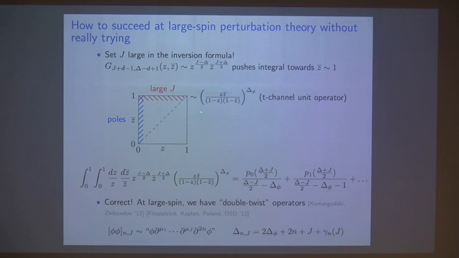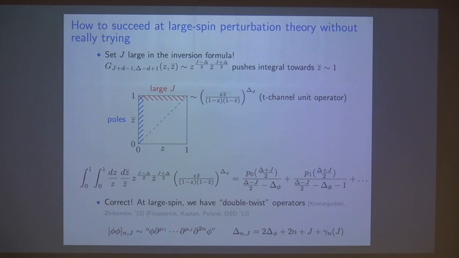So we have to do an integral over a square of this thing times the double discontinuity of the four-point function. This factor is pushing us towards z bar equals 1. And it turns out that poles, which are the things we care about, the poles contain the dynamical information of the theory, come from this region of small z. And there's a symmetry in this square. So I'm just focusing on the upper triangle for simplicity.